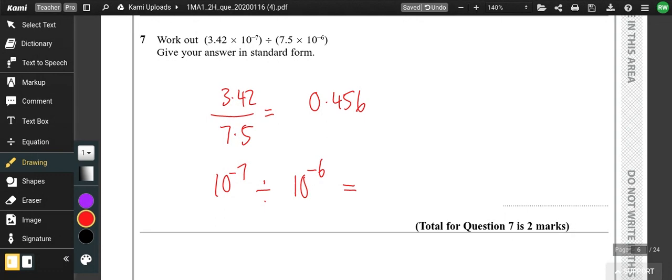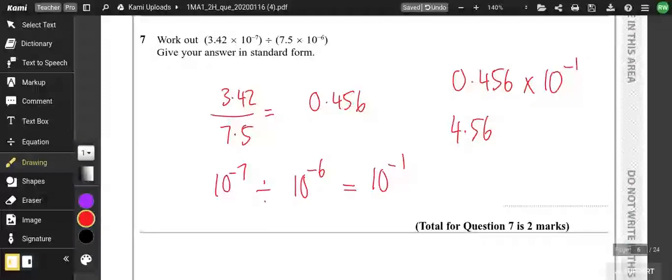So we're going to subtract those, but it's minus 7 minus 6. So that gives us 10 to the minus 1. So in total, we've got 0.456 times 10 to the minus 1. We have to have it in standard form, so we've got to make this 4.56. So we multiply that by 10. And that's going to decrease that by 1.